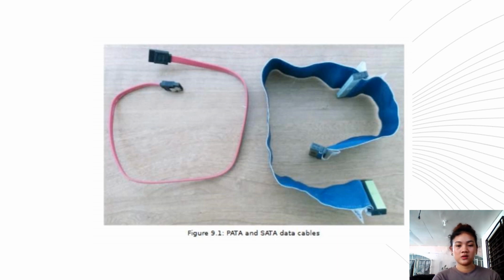So you can see the two cables here, where the pink one is the SATA and the blue one is the PATA. You can see that PATA is wider and larger than SATA.